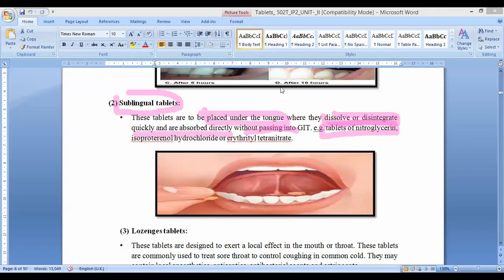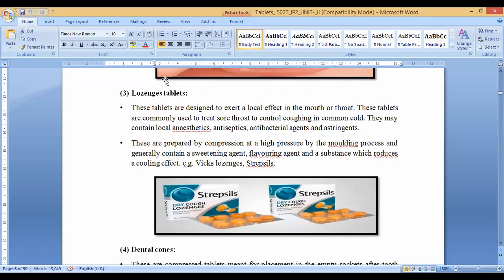Then we have the next type of tablets given in the oral cavity. You will like this example more. Everyone has at least once in their life taken Strepsils. Strepsils is an example of dry cough lozenges. These lozenge tablets are designed to exert a local effect in the mouth or throat. So specifically for giving a local effect, we use lozenge tablets.